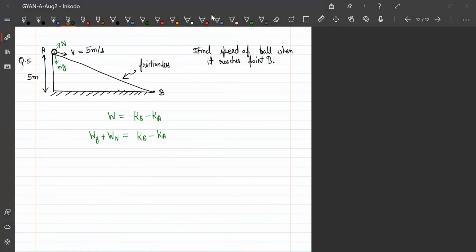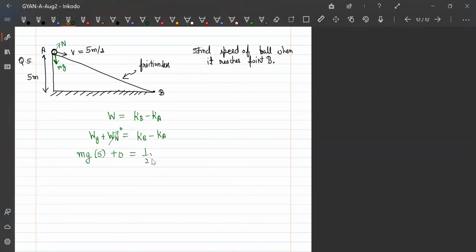Sir, it will be 0. 0. And work done by gravity? Work done by gravity will be, sir, Force है mg और displacement कितना है? 5 meter. So force की direction में जो displacement है, that is 5 meter. And nothing else we need to worry about.